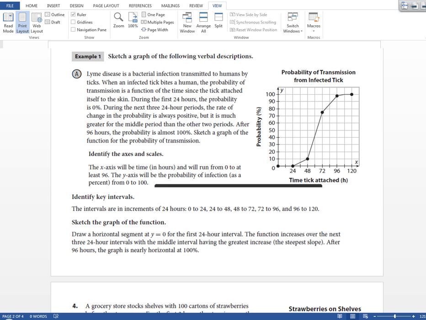Lyme disease is a bacterial infection transmitted to humans by ticks. When an infective tick bites a human, the probability of transmission is a function of time since the tick attached itself to the skin. During the first 24 hours, the probability is 0%. During the next 3 24-hour periods, the rate of change in the probability is always positive, but it is much greater for the middle period than the other 2 periods. So after 96 hours, the probability is almost 100%. Sketch a graph of the function for the probability of transmission.